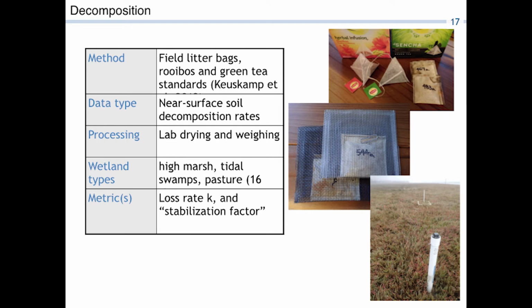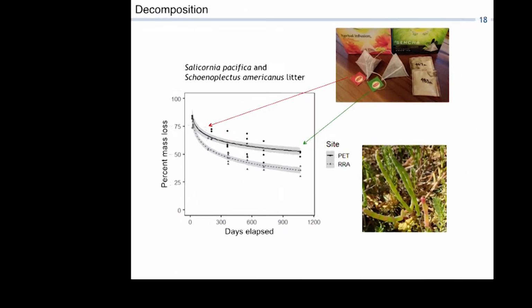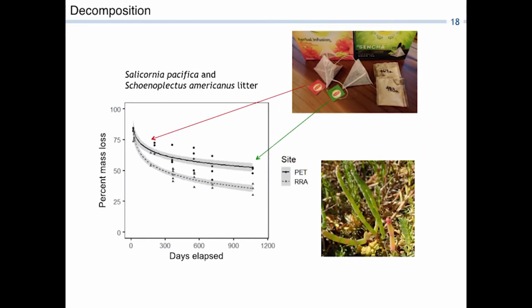And the two metrics that come out of the teabag method are a loss rate, so just a coefficient of decay with time, and then something that the original authors call a stabilization factor. This graph illustrates those two. So the rooibos tea, and these are data on real wetland plants from California, they illustrate the rate of decay over a couple of years. You usually get a relatively rapid initial loss of organic matter with decay, and the rooibos tea gives you a good estimate of that initial rate of decay.